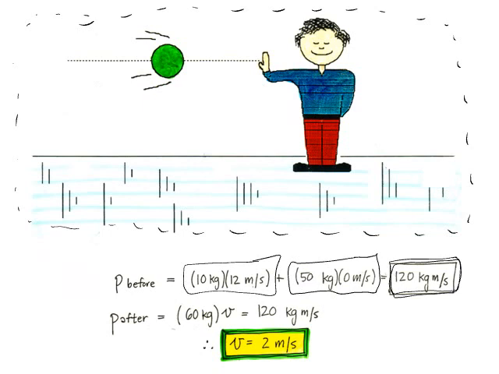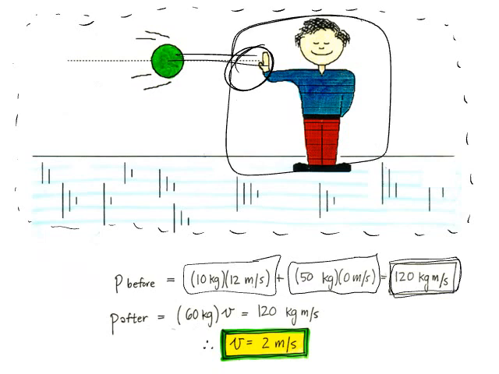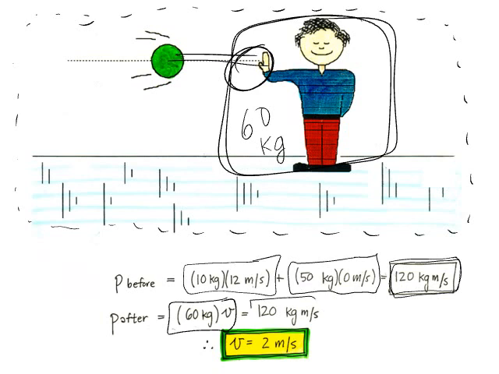So after Calculo catches the ball, it's as if we have one object that has 60 kilograms of mass. And the question is, how much velocity does a 60 kilogram object have to carry in order to have the answer of 120 units of momentum?